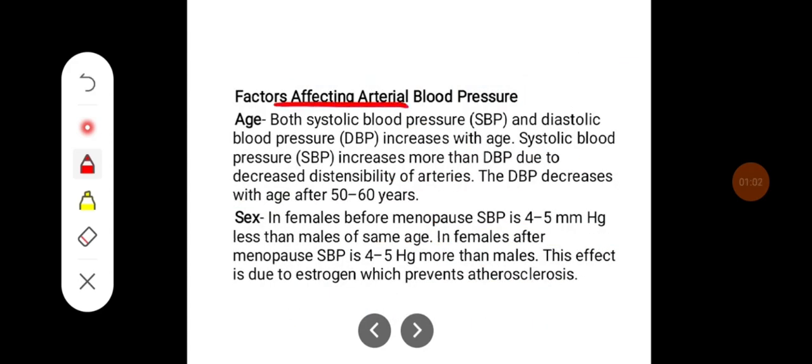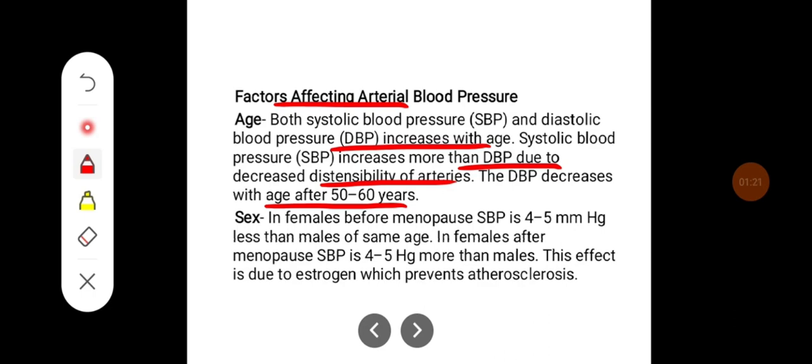Factors affecting blood pressure. Age. Both systolic blood pressure and diastolic blood pressure increase with age. Systolic blood pressure increases more than diastolic due to decreased distensibility of arteries. The diastolic blood pressure decreases with age after 50 to 60 years.